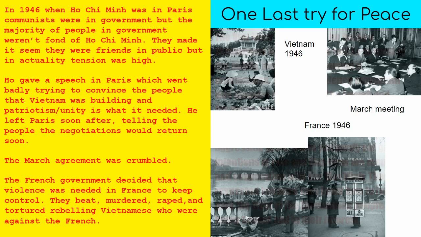The March Agreement had crumbled. So the French government decided that violence was needed to keep control. So what did they do? They went in there, beat, murdered, raped, and tortured rebelling Vietnamese. They just got on their ships and headed to Vietnam, and this is what they called teaching a lesson to an inferior race. And this is exactly what happened. They went in there and beat, murdered, and raped.